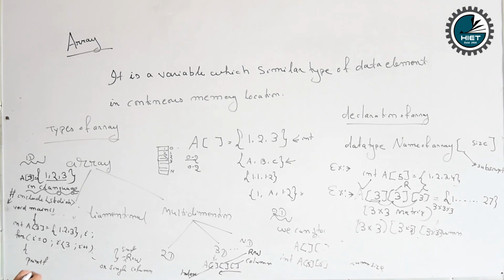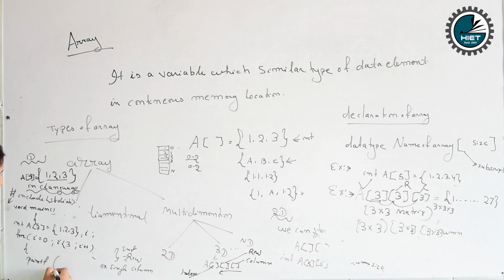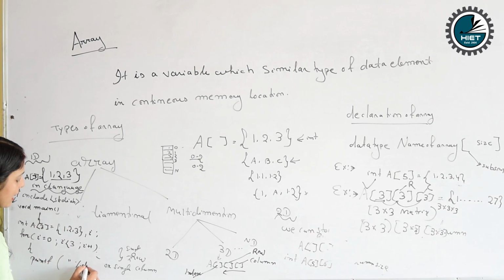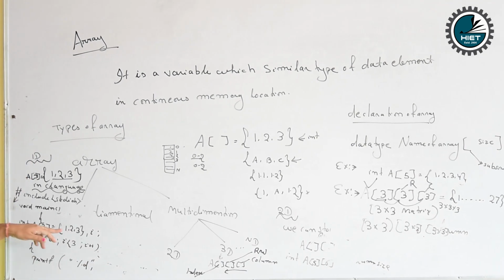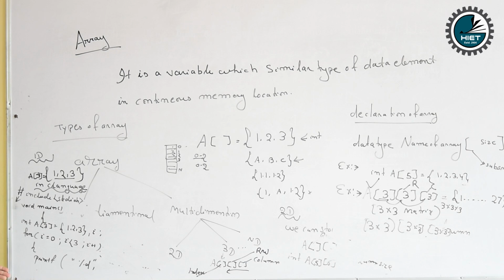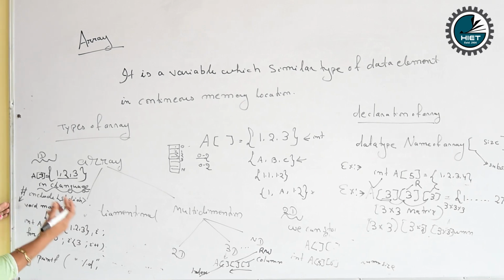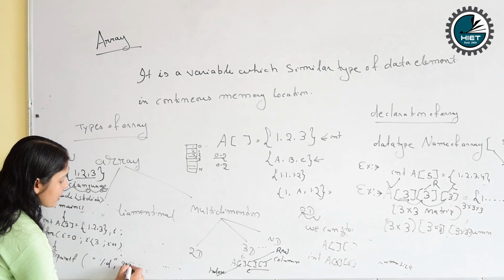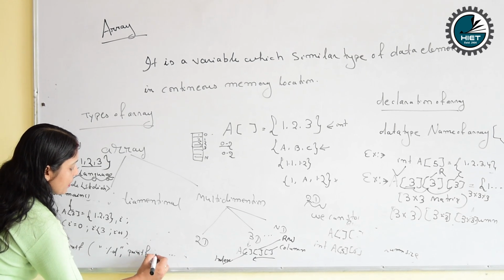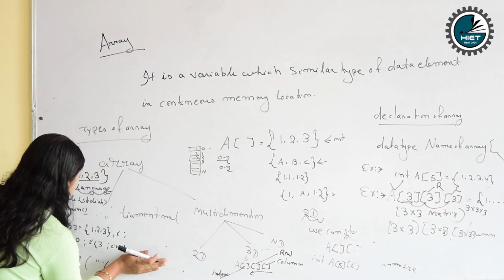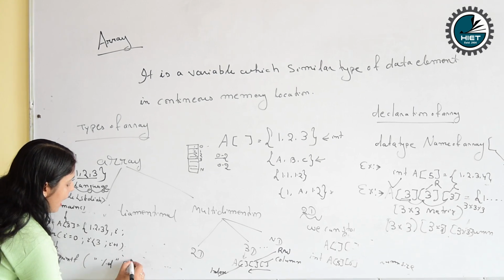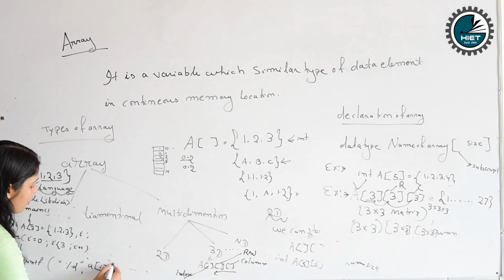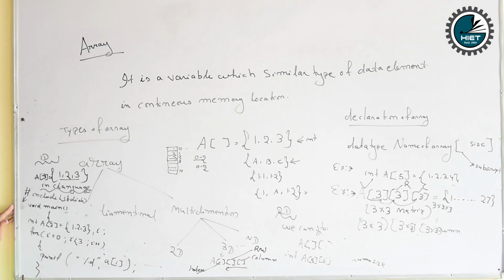For that we can write the printf function, and as this is an integer data type, I will write here %d, and already I have given the value. That's why I don't need the scanf, I need the printf. So I can print the value, that is printf, then here we can write %d, array of I. Now my value will be printed.